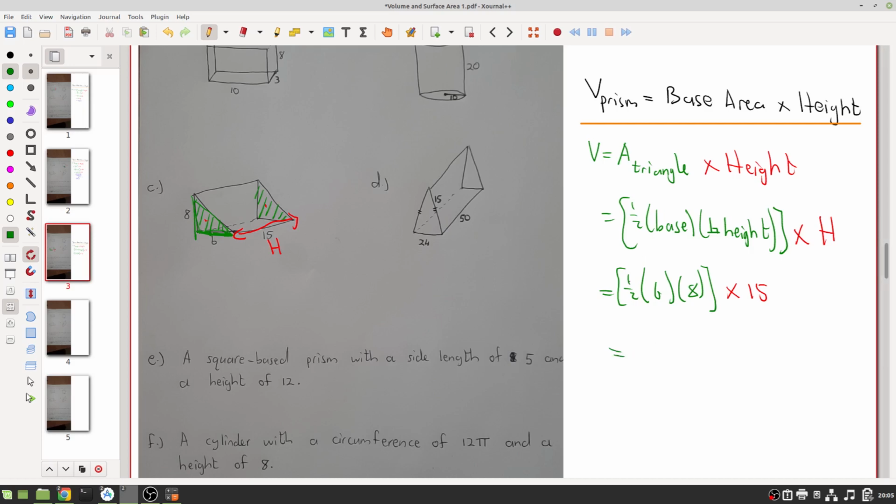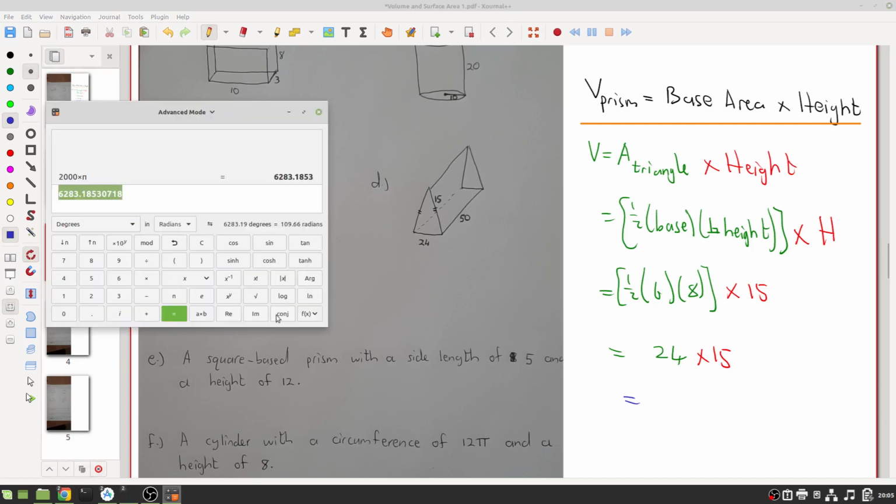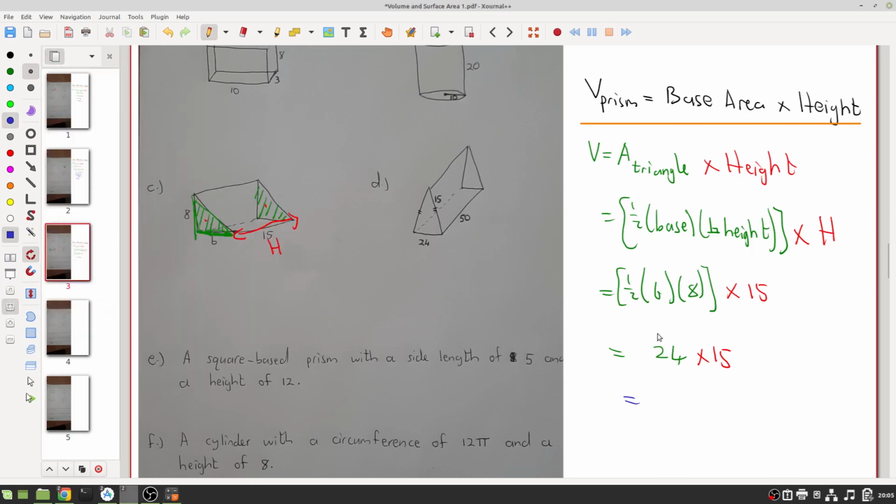So again, that equals half times 6 is 3. 3 times 8 is 24. And we're going to times that by 15, and then we get our answer. That's going to be 24 times 15. I don't know what that is. 24 times 15 is 360. Okay, 360. That is the volume of number C.